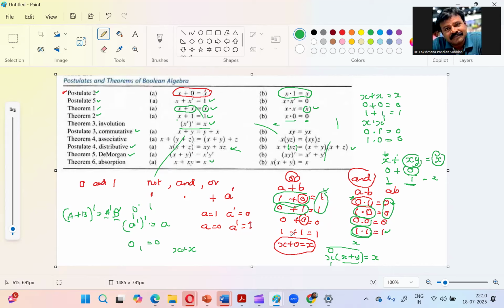That also gives x. So the y is absorbed, right? x plus x is x. If you are attaching y, that also gives x. Similarly here, x dot x. If you are adding plus y, we are getting the result x only. This is the absorption theorem. Okay, that's all.